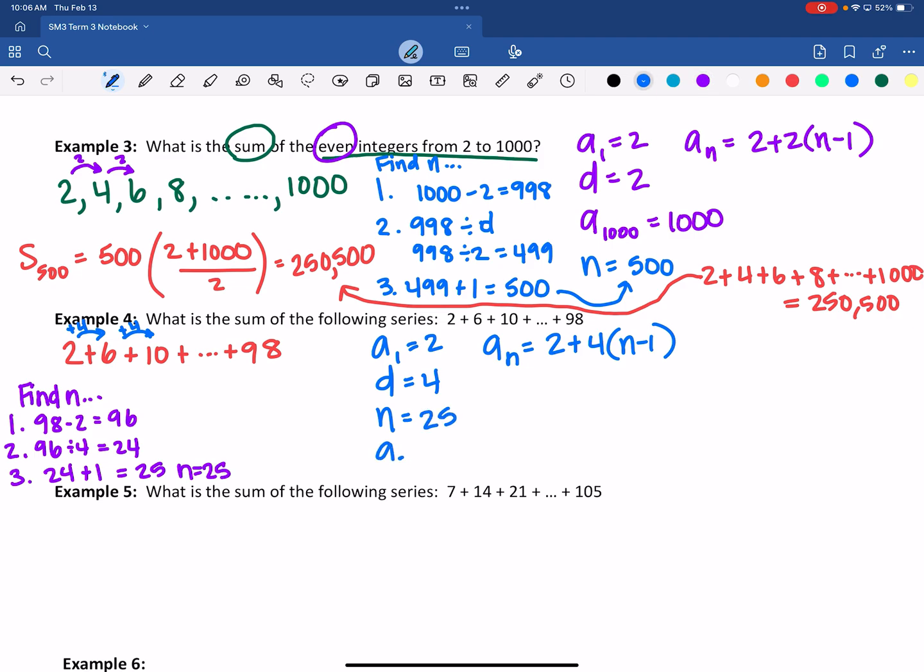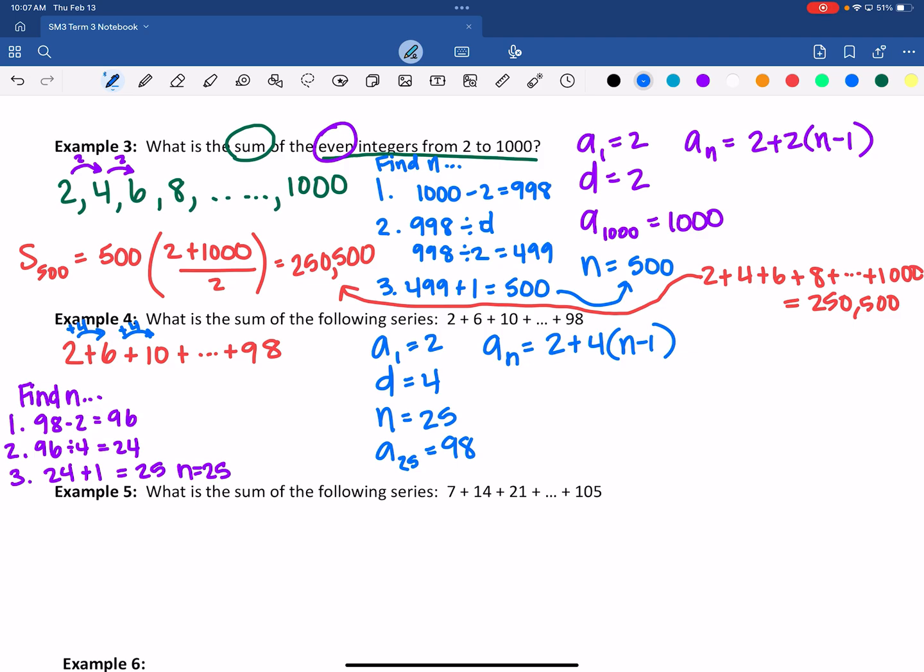And so a sub 25, because there are 25 terms, is 98. How did you get 25? So this is the pattern for finding n every time. You do the last minus the first. So 98 minus 2 is 96, and then 96 divided by 4 is 24. And then whatever this is, add 1 every time. So it's 25. So there are 25 numbers in the list.